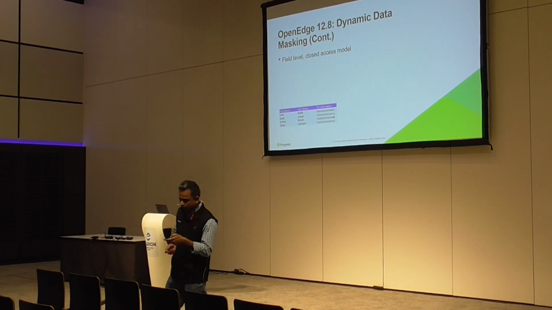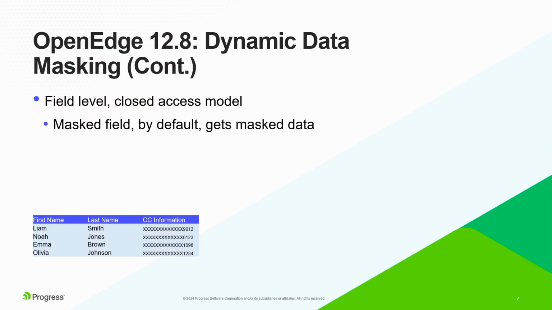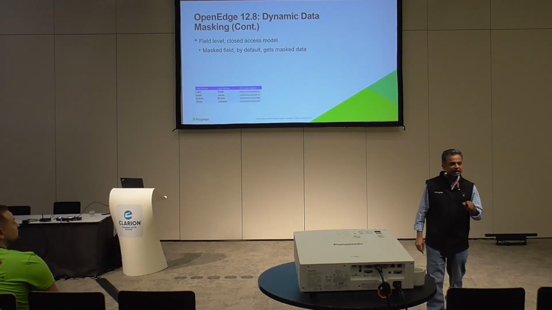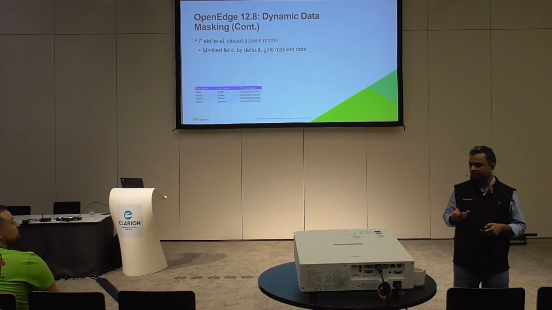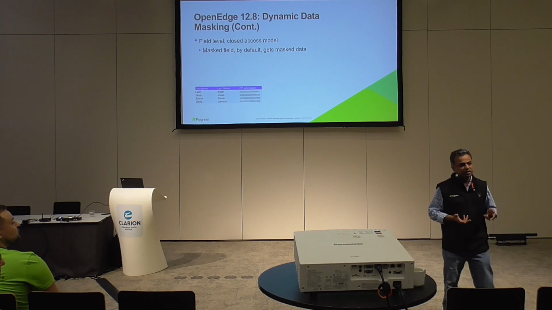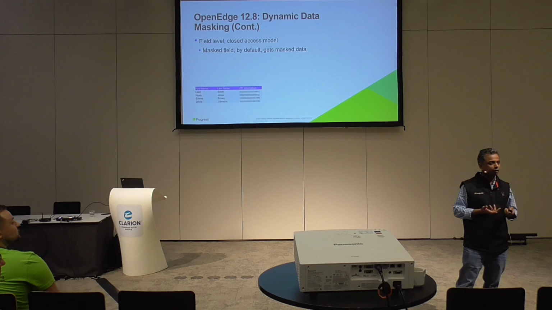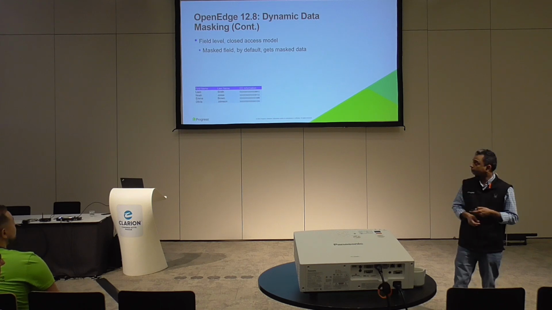What does closed access model mean? Once you enable DDM for the field, any user who tries to get the data will get the masked data. So as soon as I have enabled my credit card information field for dynamic data masking, any user who tries to access this field will get the masked data. Then the obvious question arises: who will get the unmasked data? What do we need to do to get the unmasking of this field?